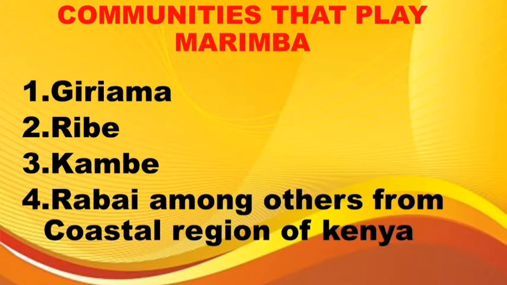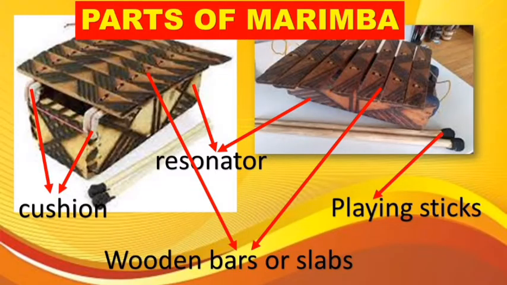Let's look at the communities that play marimba in Kenya. We have Giriama, Ribe, Kambe, Rabai, among others from the coastal region of Kenya. Let's look at the parts of marimba. Marimba is a rectangular box, so it has different parts. The first part we want to look at is the resonator. The resonator is a rectangular box.